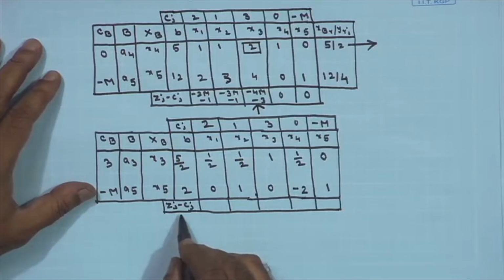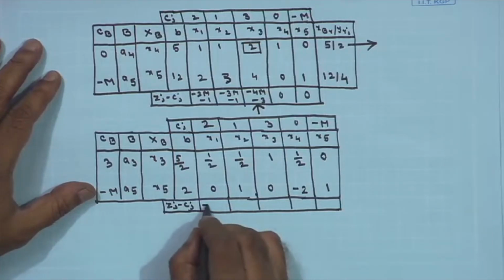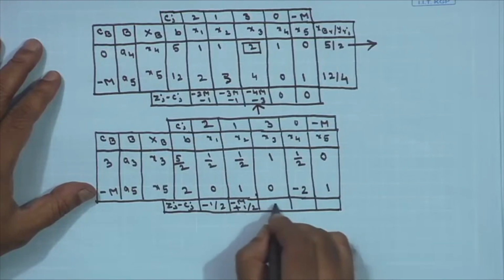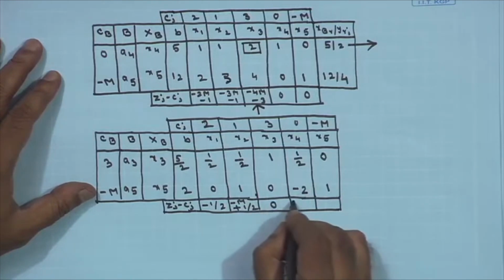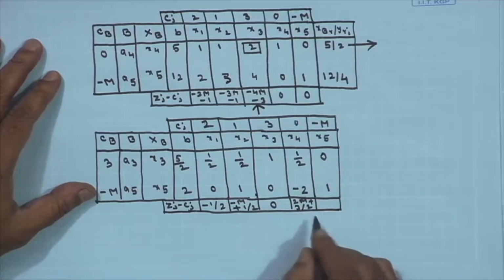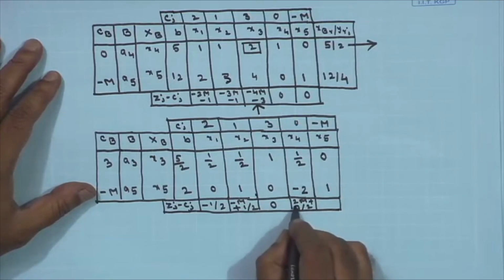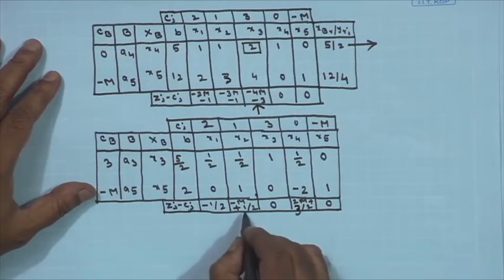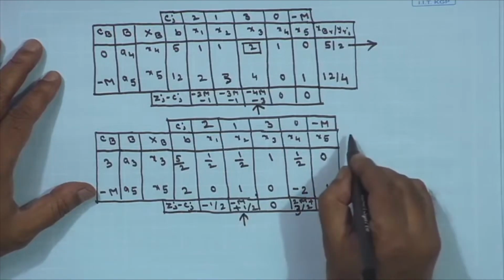So, now calculate the Zj minus Cj. Your Zj minus Cj will be minus half, minus M plus half, 0, 2M plus 3 by 2, and this will be 0. Again we have a negative Zj minus Cj. So, this will be the iterative function.